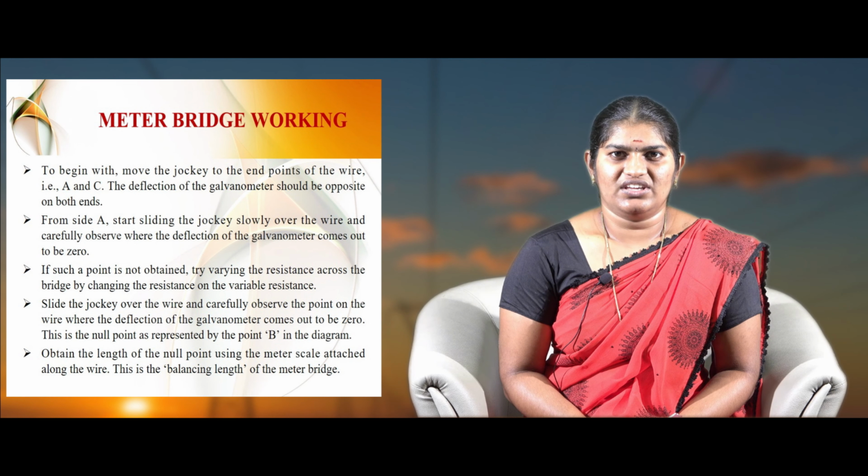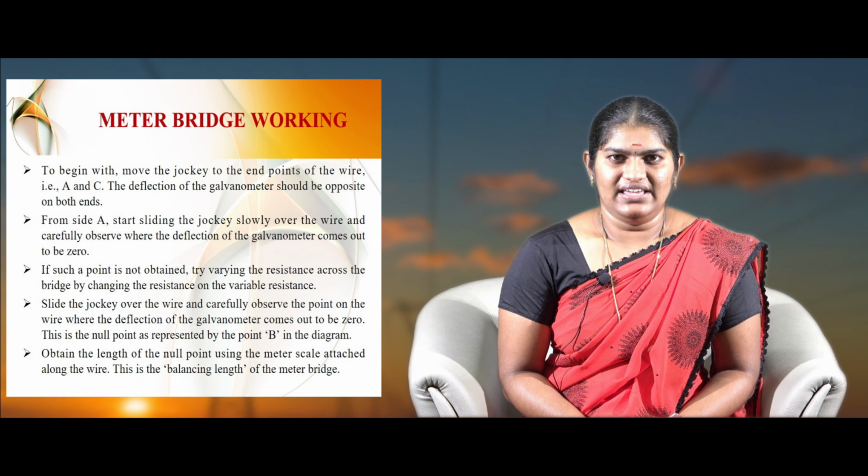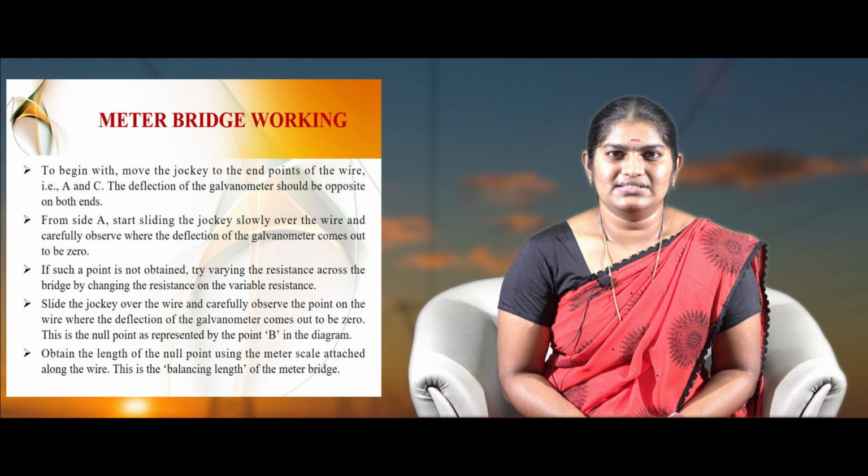To begin with, move the jockey to the end points A and C on the wire. The deflection of the galvanometer should be opposite on both sides. From side A, start sliding the jockey over the wire until the deflection of the galvanometer comes out to be 0. If such a point is not obtained, try to vary the resistance across the bridge by varying the resistance in the variable resistor. Once again, start sliding the jockey on the wire until the deflection of the galvanometer comes out to be 0. This point is said to be the null point and it is represented by the symbol B.